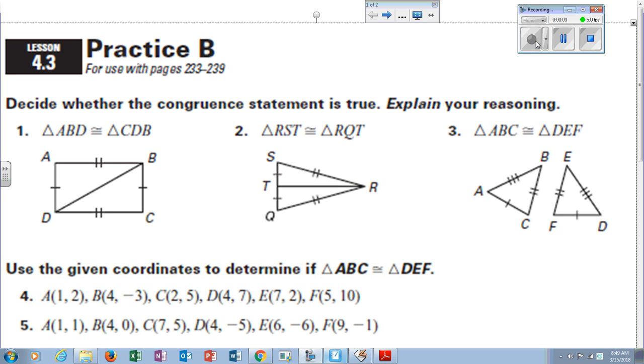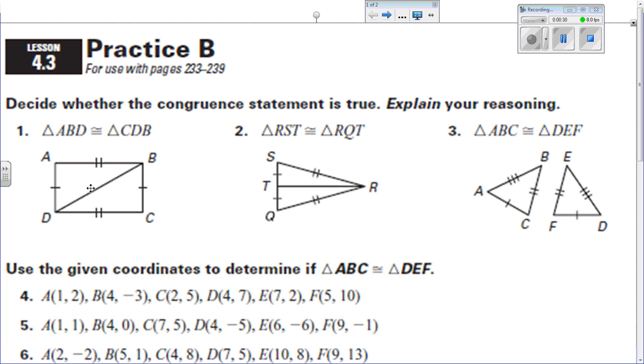Alright, 4.3 practice B. Decide whether the congruence statement is true. So we have triangle ABD congruent to CDB, it says. So AB has the two markings, CD, so far so good. BD is this line, that's the same as DB, that's the reflexive property. So this third side is the same because it's in both triangles.